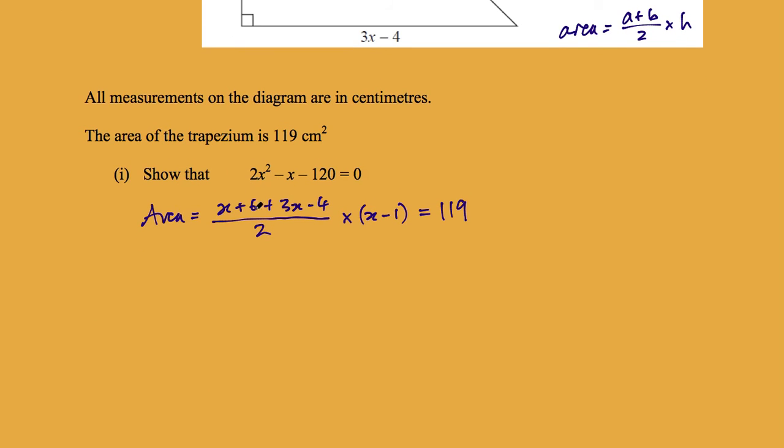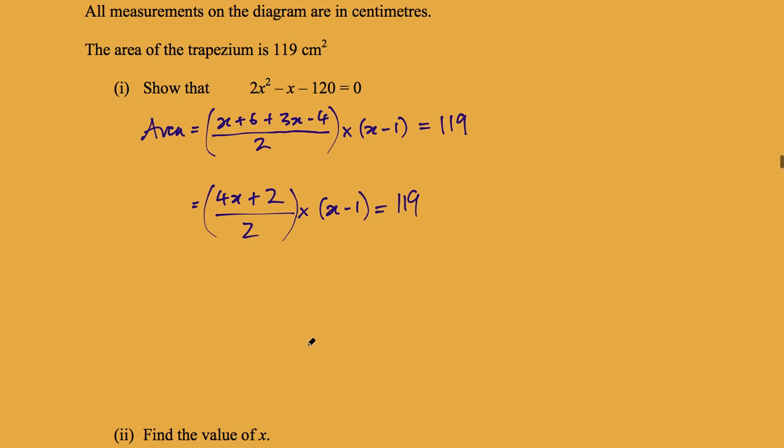So x plus 3x, collecting like terms, that is 4x, plus 6 minus 4 is plus 2, over 2 times x minus 1 is 119. I've put the x minus 1 in brackets because everything here is multiplied by everything here. In fact, I could do that to make sure I don't make a mistake with brackets. 4x plus 2 over 2.